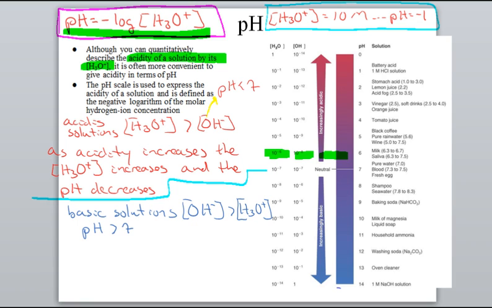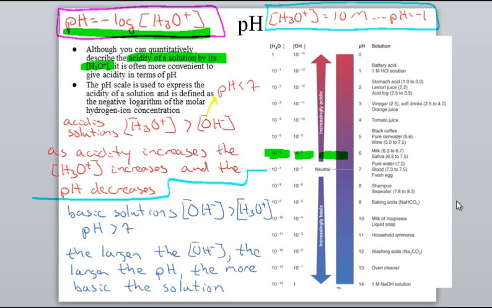And just as we described acidity above, we can make a comment about how basic the solution is. If we look at the trend in pH and the trend in hydroxide ion concentration, as the hydroxide ion concentration increases, as the pH increases, the solution is more basic.